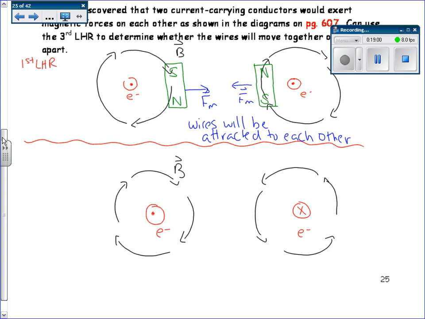Again, if I draw on a bar magnet, this one looks the same as it did in the top illustration: south on top, north on the bottom. And this one's going to look the same as well, south on the top, north on the bottom. So now I've got two south poles next to each other and two north poles next to each other. So the magnetic force is going to be away. The magnetic force will be a repelling force, so the wires are repelled from each other.